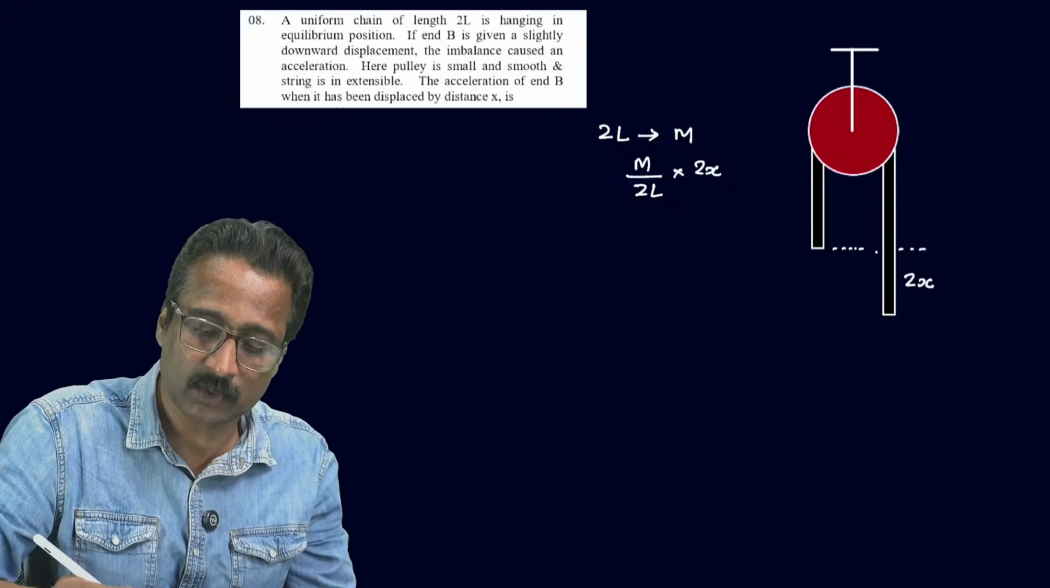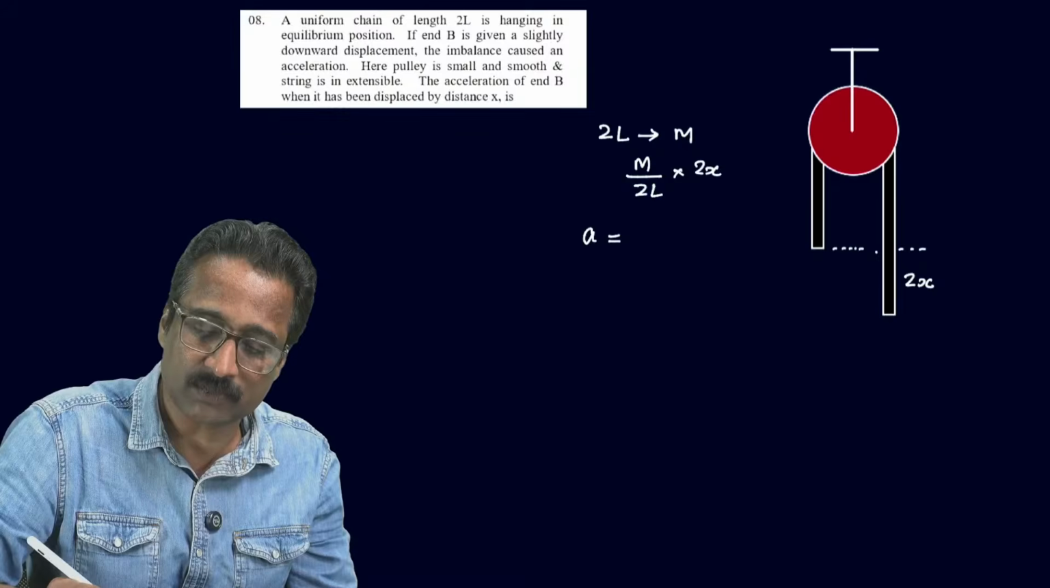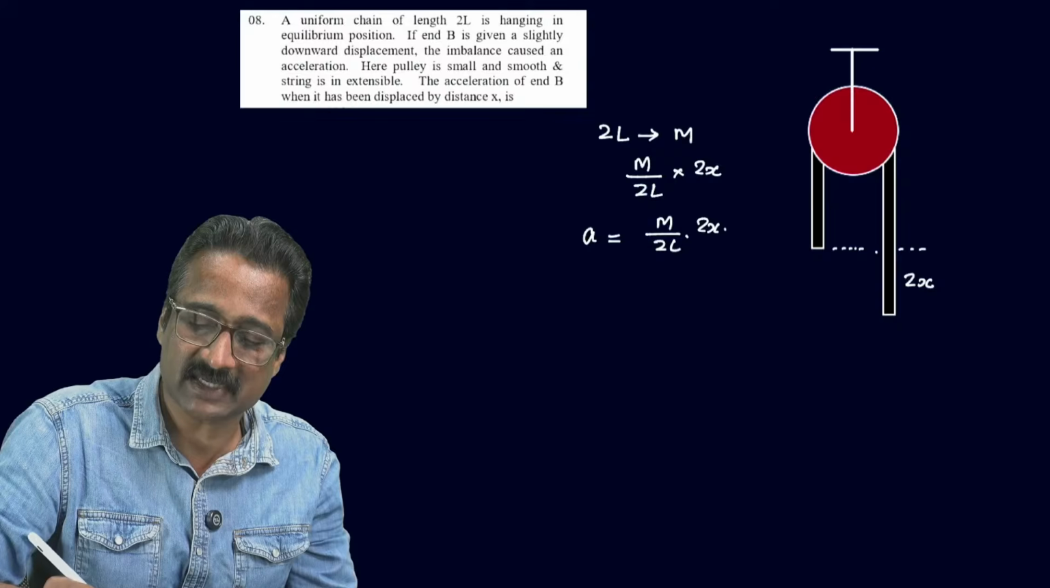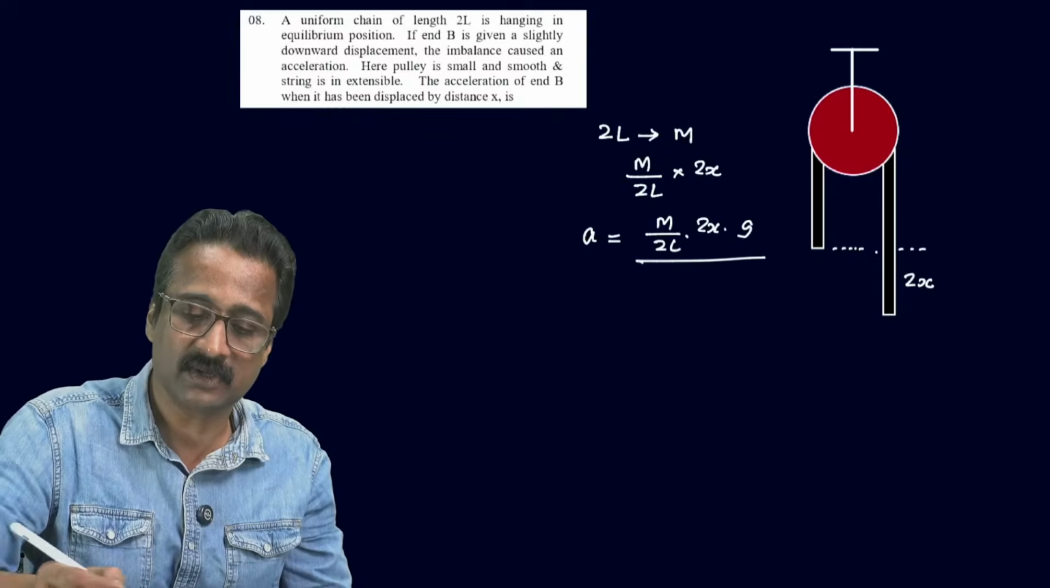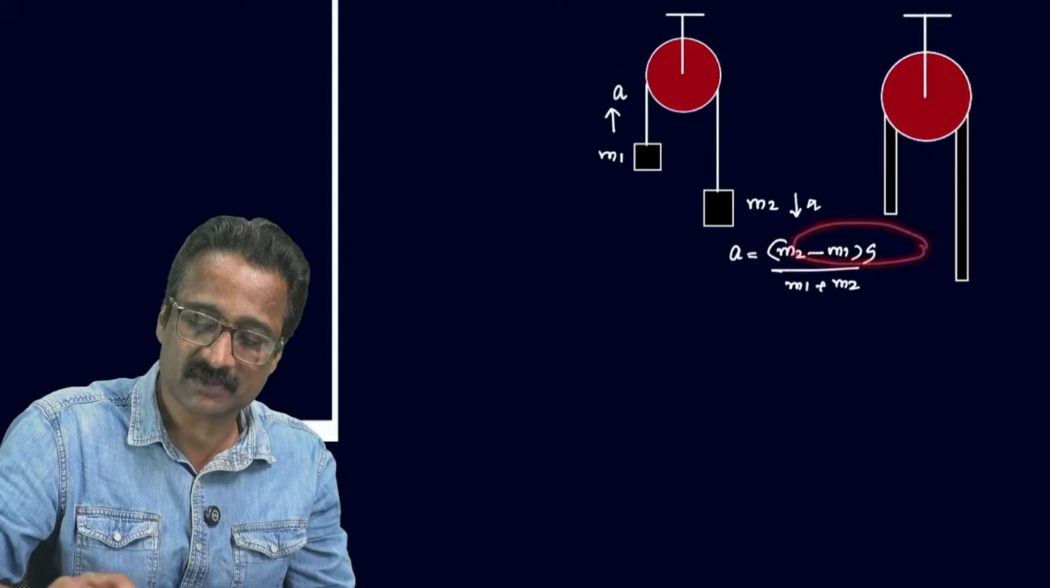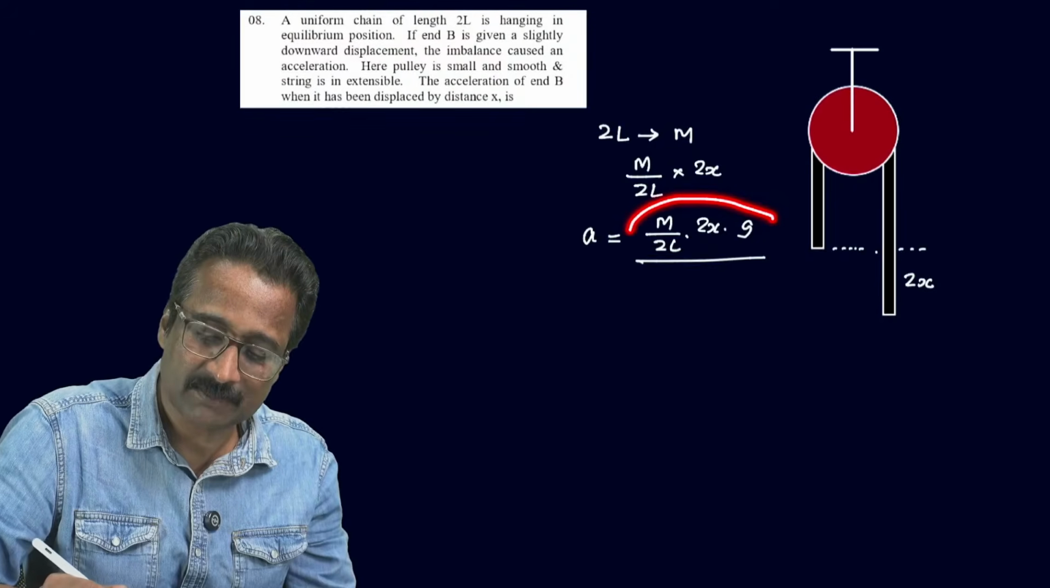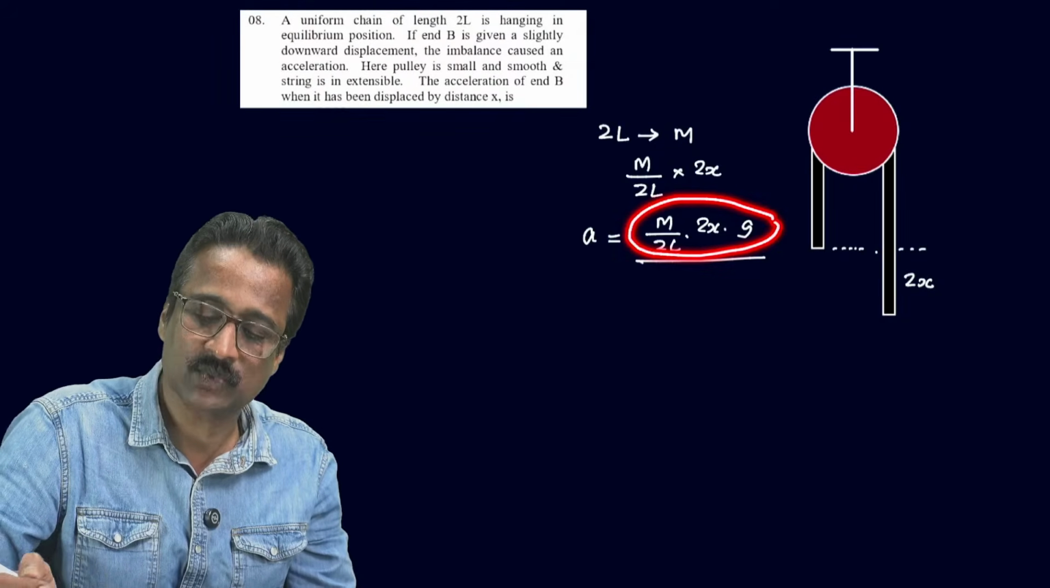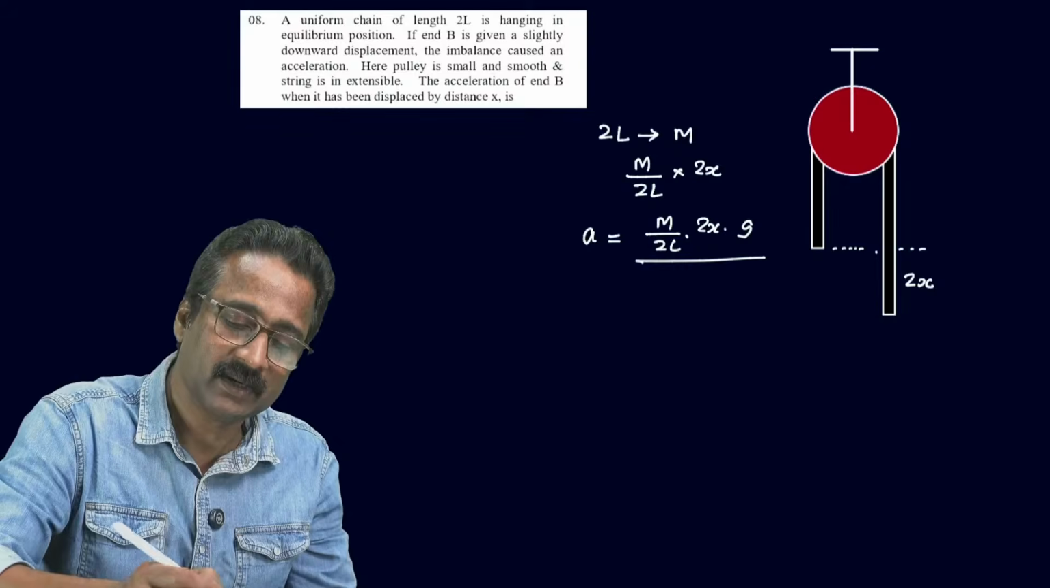Okay, so let me write the equation for acceleration now. It is (m2 minus m1) into g, which means M by 2L into 2x, that into g. This is your (m2 minus m1) g. Now I have written this term. The term that represents it here is M by 2L into xg, divided by the total mass.